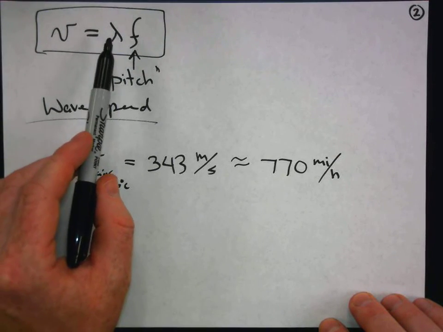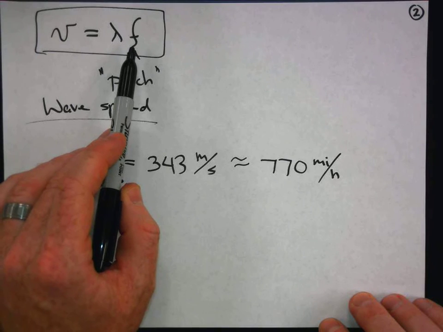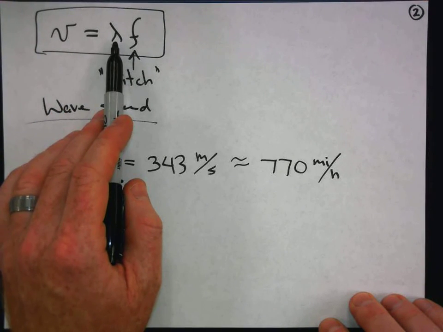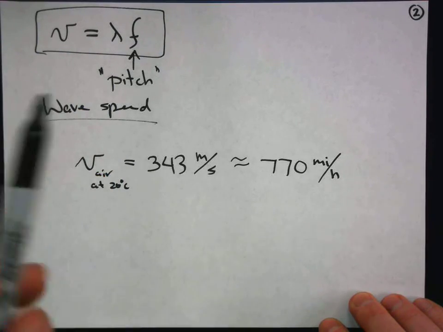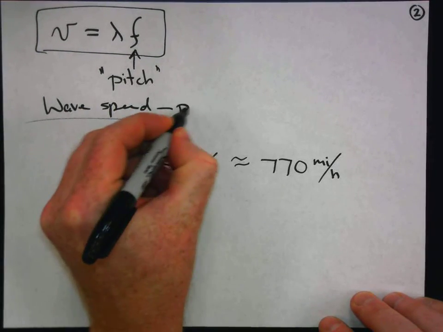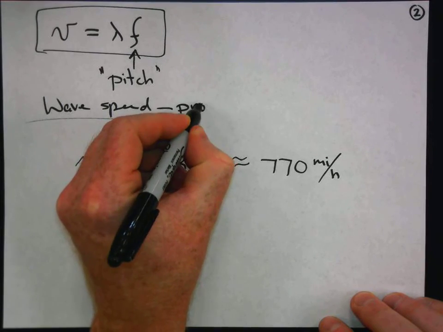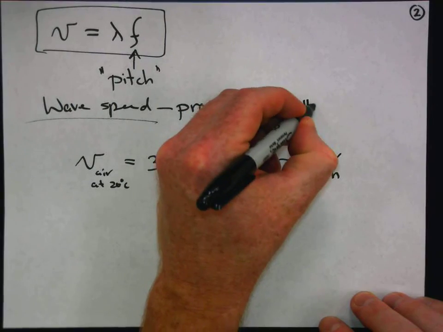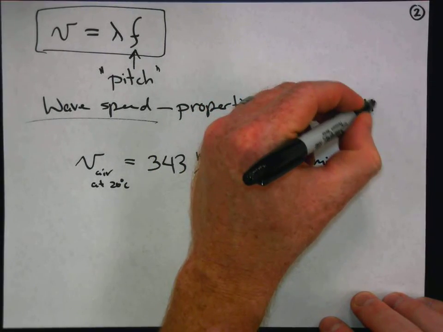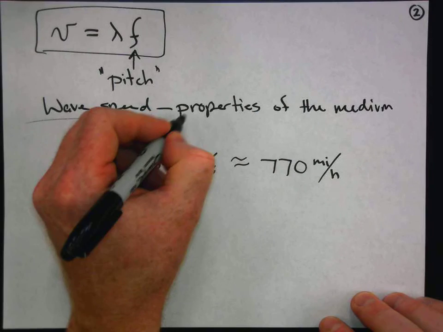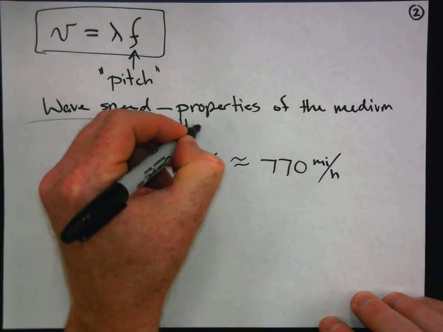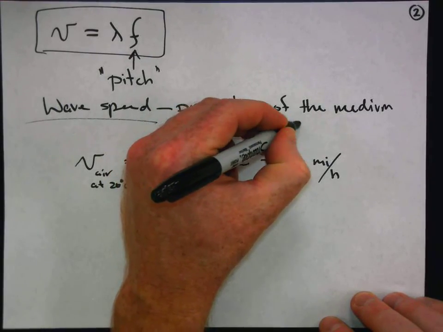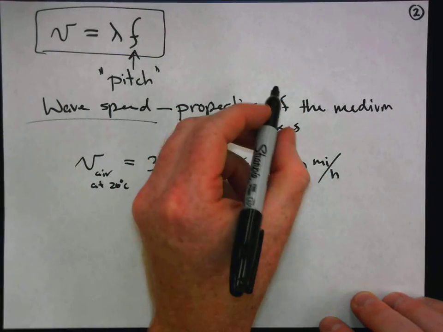Maybe the frequency depends on the speed and on the wavelength. And the speed depends on properties of the material. That's the connection you want to know. Properties of the medium the wave passes through. That is what the speed of the wave depends on.